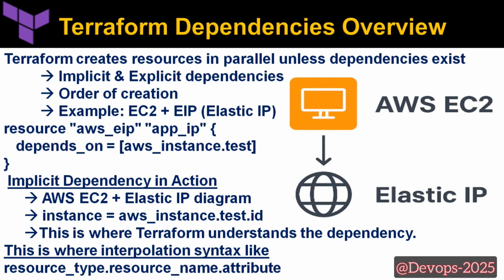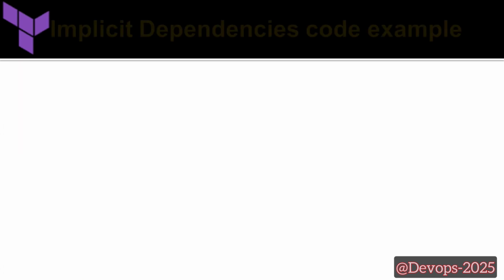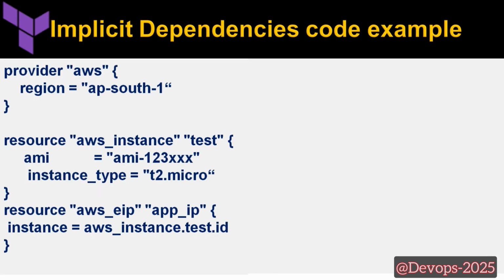So if I create an Elastic IP, or EIP, and attach it to my EC2 server or my EC2 instance, Terraform will automatically understand, okay, I need to create the EC2 instance first, then assign the Elastic IP. So that is where implicit dependency saves the day. Okay, so now let's take the example and see how to create that EC2 instance and how to create the EIP and attach that IP to it. Let's take one simple example.